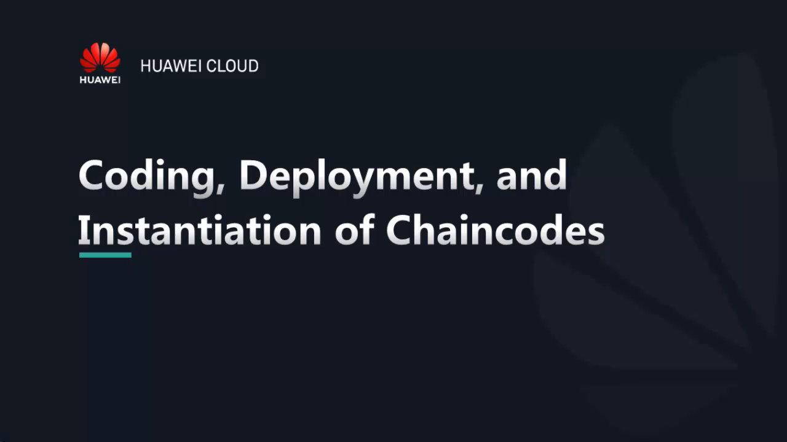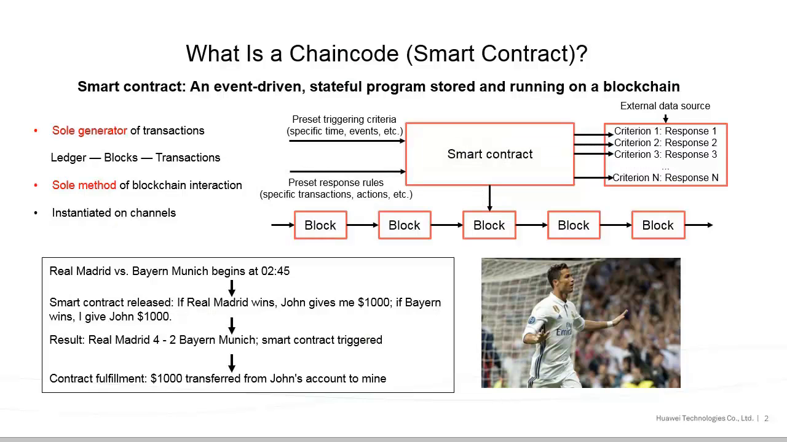First, what is a chain code? Also called a smart contract. A chain code is an event-driven, stateful program stored and running on a blockchain. A smart contract is triggered and executed when preset criteria and rules are met. The ultimate goal of smart contract execution is to generate ledger data in blocks. In other words, all operations on ledgers are performed by smart contracts. We can think of a chain code as the only thing that can generate transactions.